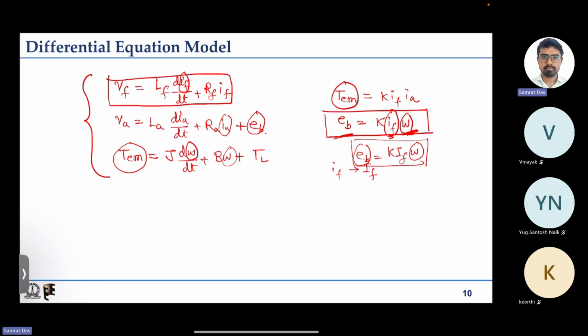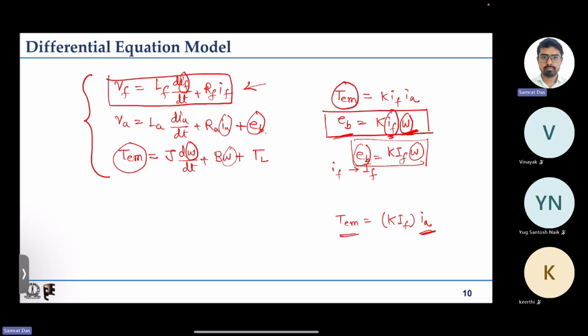Similarly, for electromagnetic torque also, under the same assumption that If has reached steady state, you will have Em equal to k into If into Ia, where k into If can be considered as a constant number. So if you know current at any instant of time, you know the electromagnetic torque. So this also becomes a static equation under the assumption that there is no dynamics in the field circuit. Already the dynamics have settled down and your field current is reasonably constant.